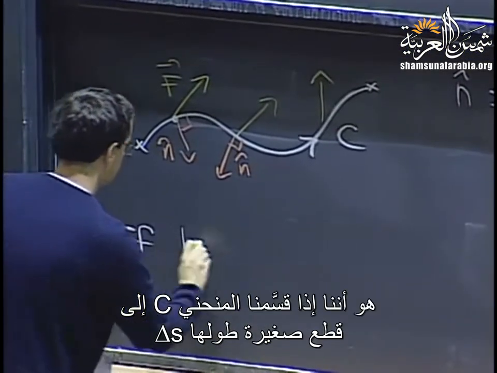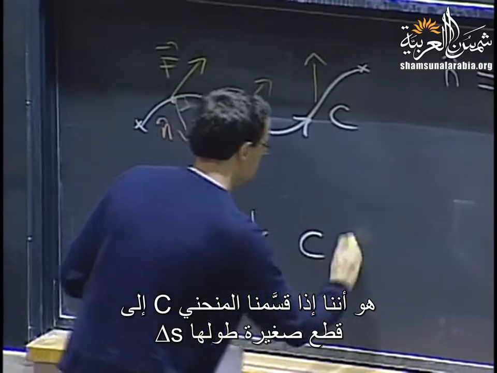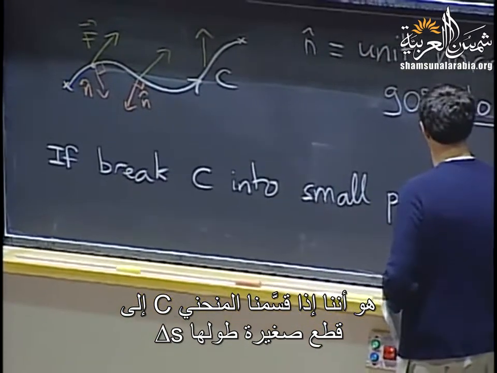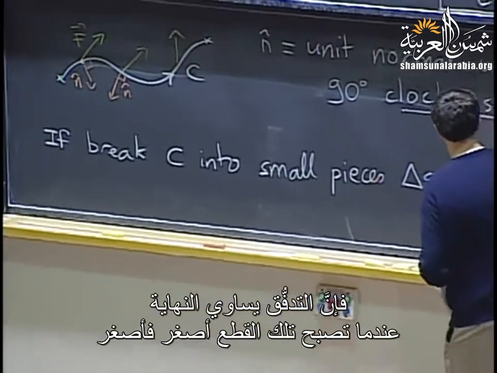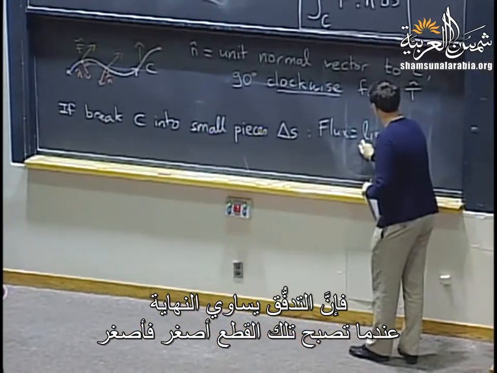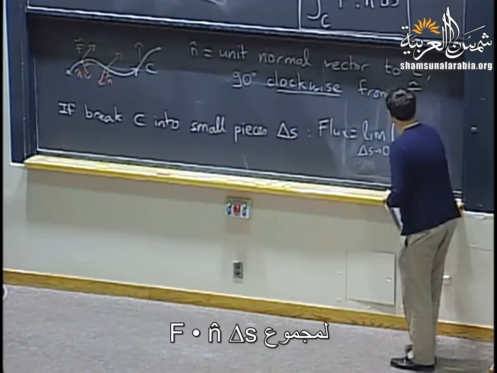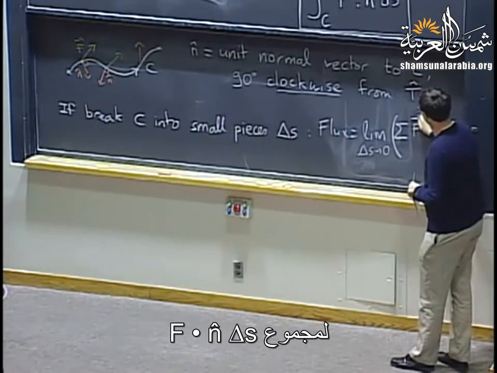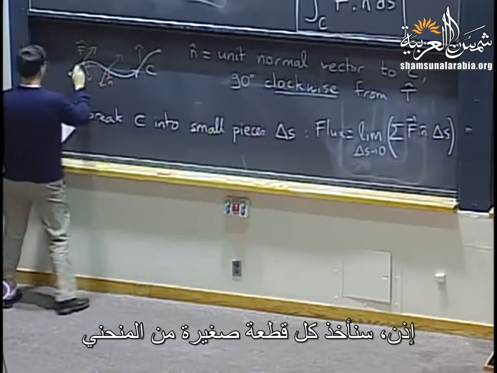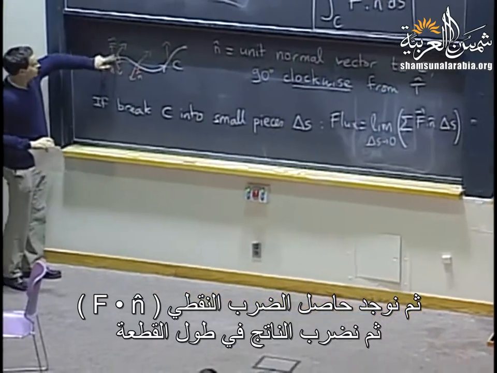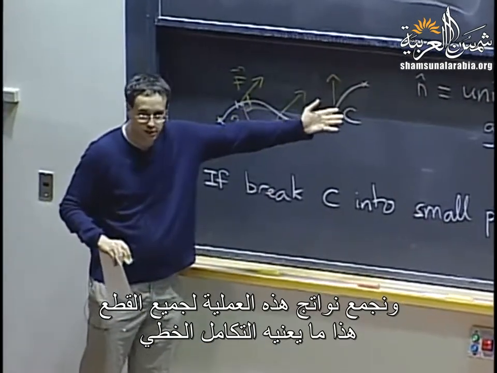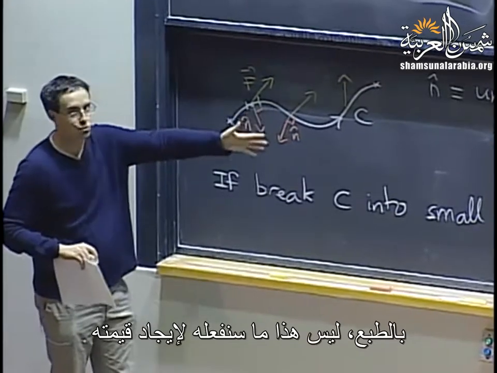So what this notation means is that if we actually break C into small pieces of length delta S, then the flux will be the limit, as the pieces become smaller and smaller, of the sum of F dot n delta S. I take each small piece of my curve, I do the dot product between F and n, and I multiply by the length of a piece, and then I add these together. That's what the line integral means. Of course, that's, again, not how I will compute it.